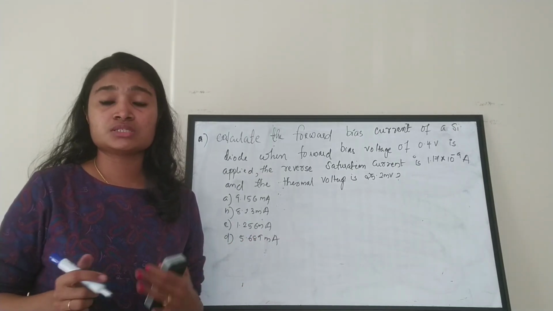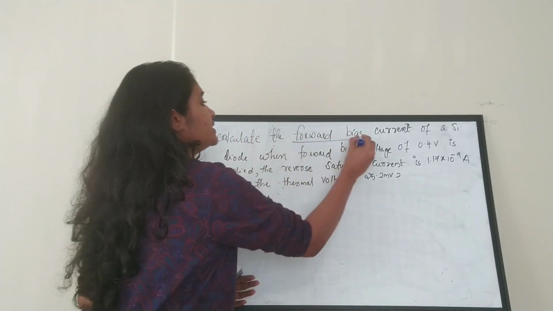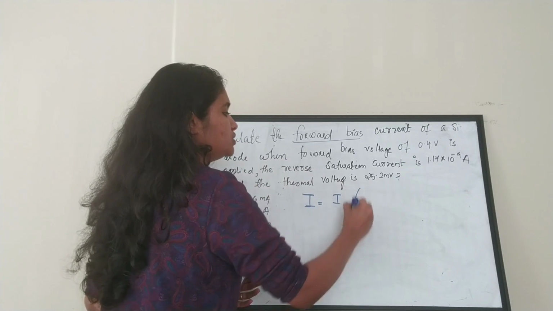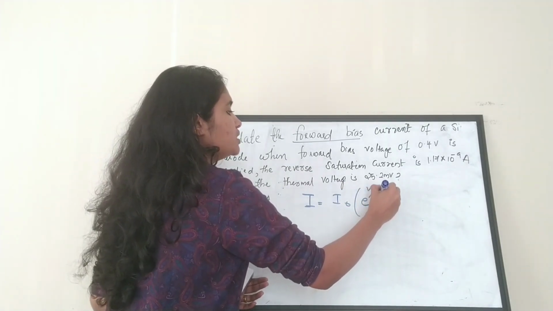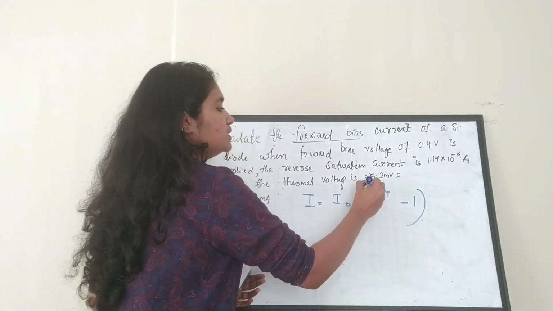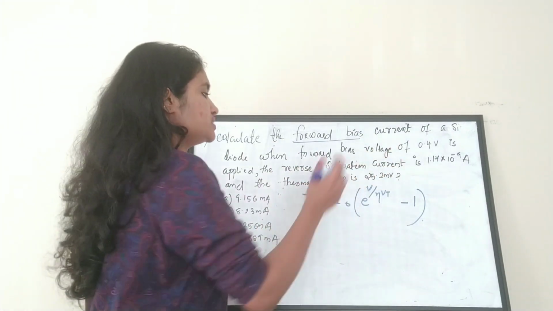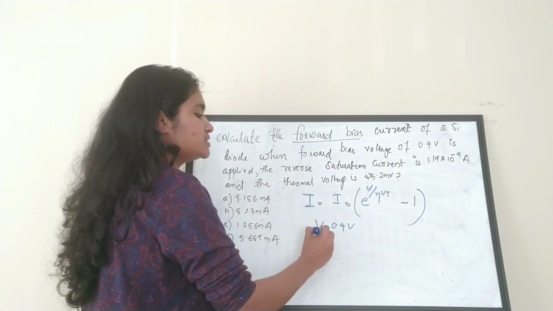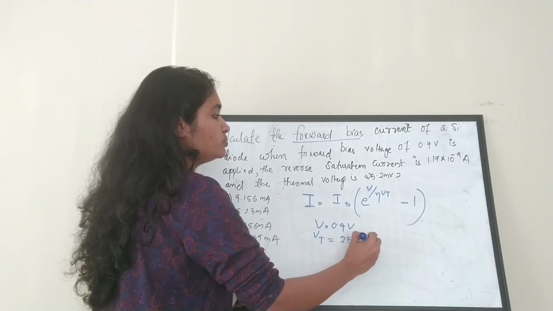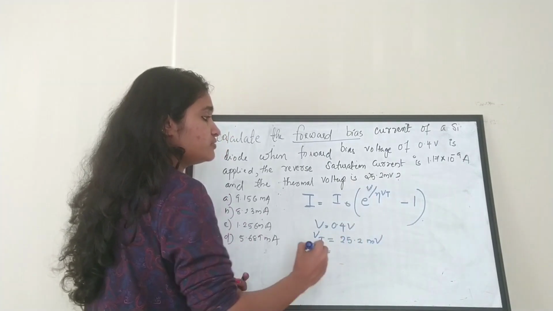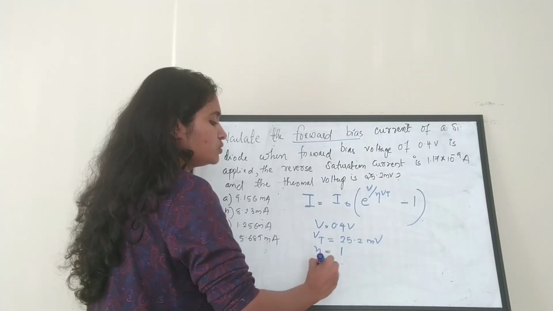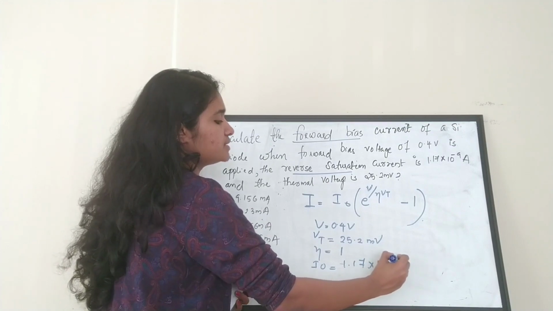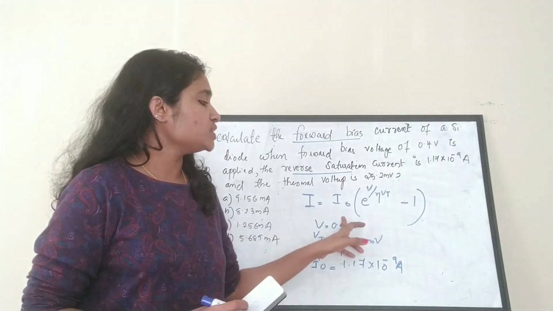So the equation for this question is, you have to find the forward bias current, right? So I equals I0, which is your reverse saturation current, into e raised to V by eta Vt, minus 1. Here V is the forward bias voltage, that is V equals 0.4 volt. Now Vt is nothing but the thermal voltage, that is 25.2 millivolt, and eta, which is the ideality factor, here it is 1, and I0 is the reverse saturation current, that is 1.17 into 10 raised to minus 9 ampere. So you have to substitute these values in this equation and find the result.